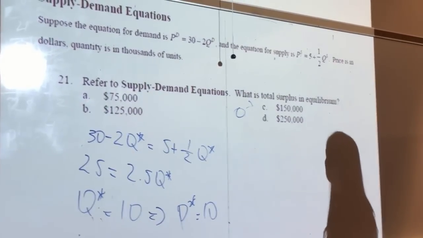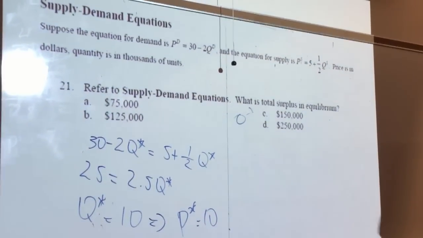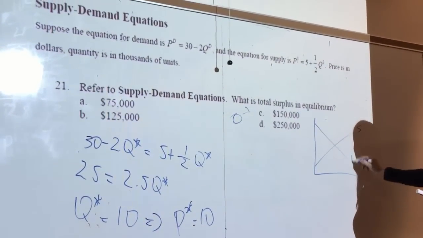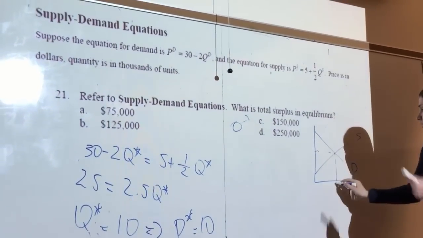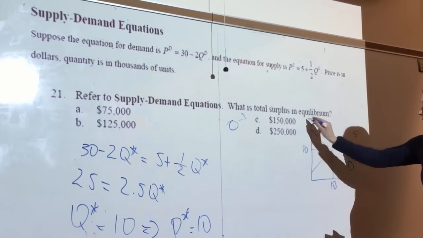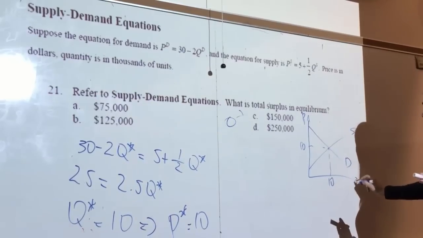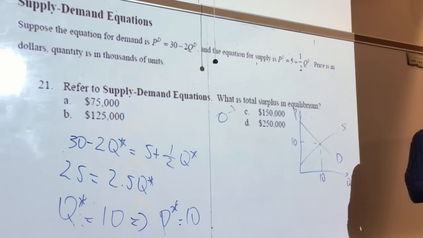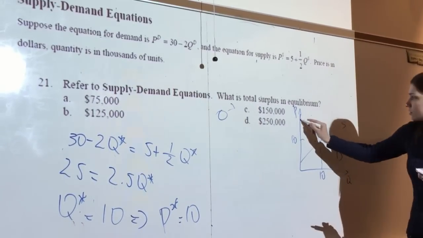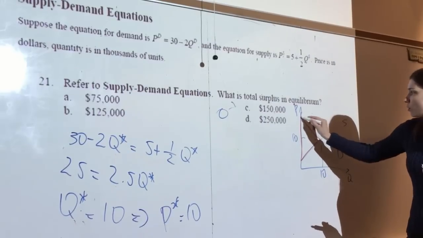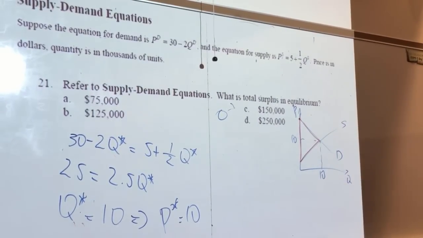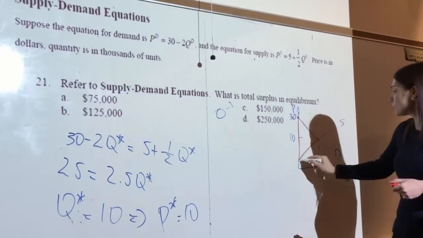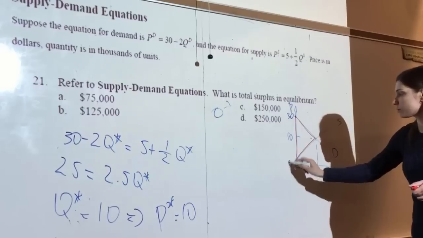What is total surplus in equilibrium? Total surplus. So let's draw a picture. Demand, supply. We know that the equilibrium quantity is 10, equilibrium price is 10. This is price, this is quantity. What is total surplus? Well, it's the area of this triangle, right? Look at this. It's that area. What is this point here? 30. That's the demand curve intercept. And that point there? 5, which is the supply intercept.